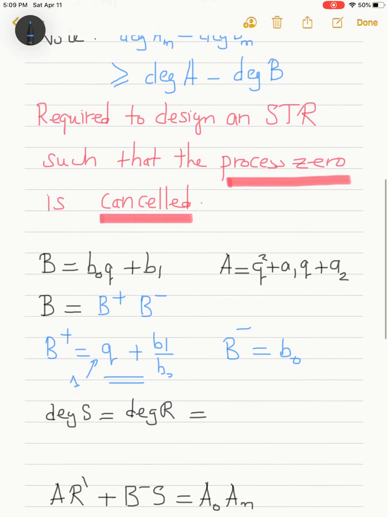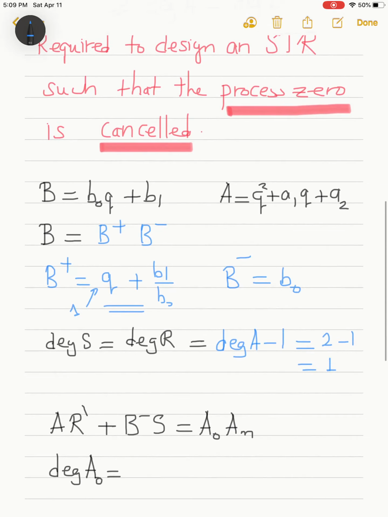Okay. Now once we do this, we can decide the degree of S and R. The degree of S is equal to the degree of R, equal to the degree of A minus 1. The degree of A is 2, so this is 2 minus 1, and that gives 1. So the degree of S equals the degree of R equals 1. We need to solve the Diophantine equation AR' plus B minus S equals A0 Am. We know that R is equal to R' times B plus.